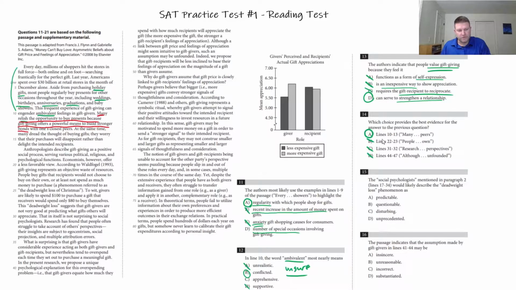Whereas if you go back to A here, line 10, "it offers a powerful means to build stronger bonds," right? So that's pretty explicitly spelling it out. Okay, so that's how you approach these questions.